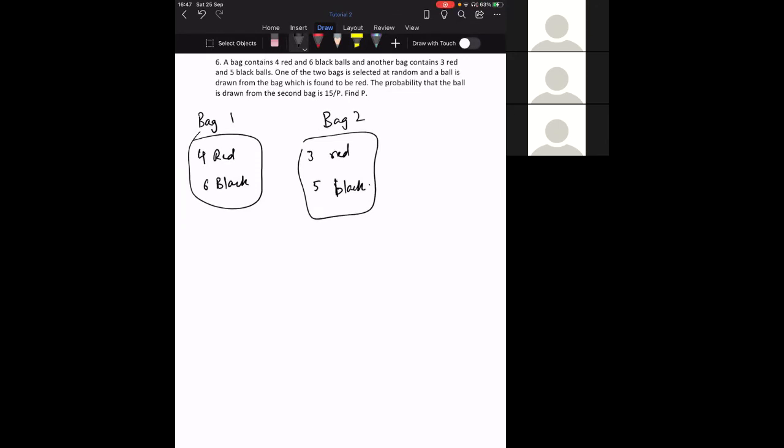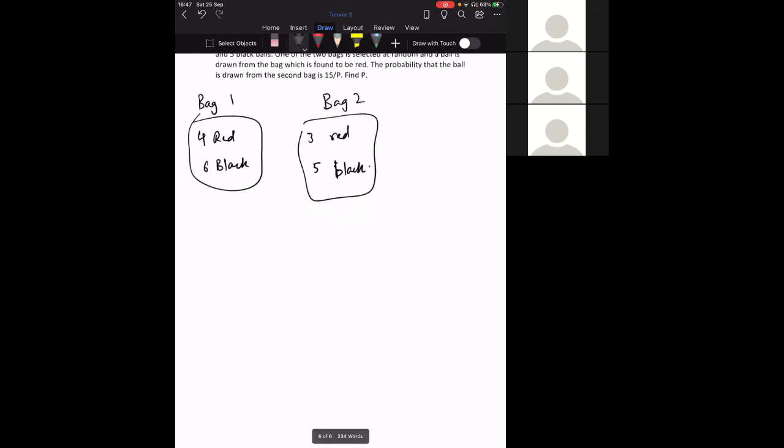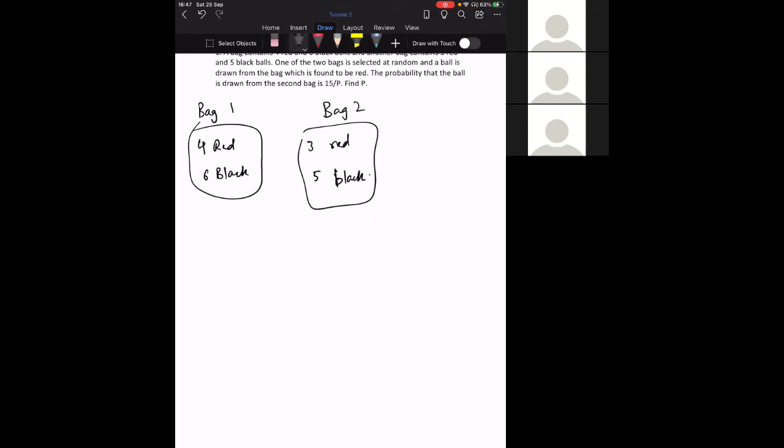One of the two bags is selected at random. There's no information given, so we can assume it's uniformly random. So the probability that we choose bag 1 or bag 2 is 0.5. And the ball is drawn from the bag, which is found to be red. So we want the probability that the ball is drawn from the second bag. The probability of choosing bag 2 is 0.5.